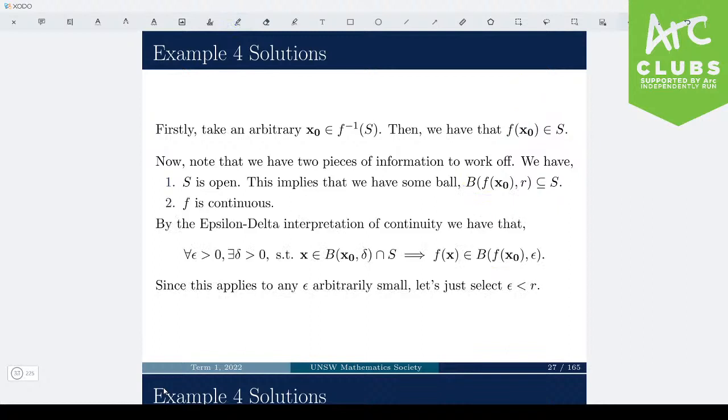Next piece of information is that f is continuous. By our epsilon delta interpretation of continuity, we have that for epsilon greater than 0, there must exist some delta greater than 0, such that if our point x is within the delta ball around x0 and in S, we have that f(x) is within the epsilon ball around f(x0). That's just the epsilon delta interpretation, basically regurgitated. Now, since this applies for all epsilon greater than 0, we can choose epsilon to be arbitrarily small. In this case, we'll choose epsilon to be smaller than the r that we chose back up here. Okay. So what do we have now?